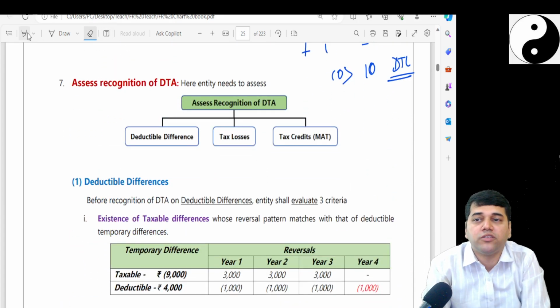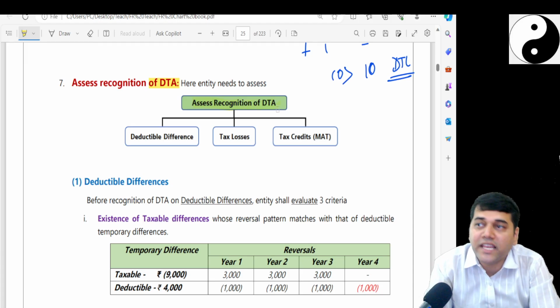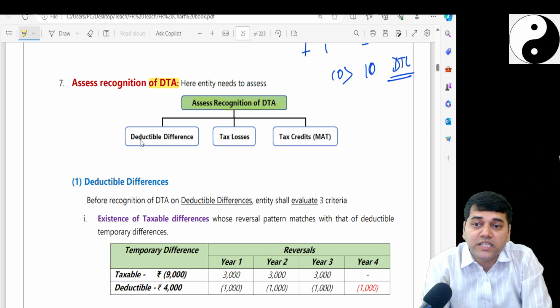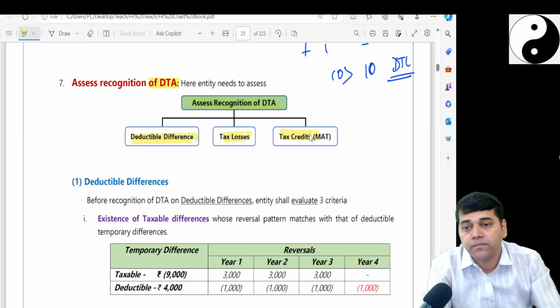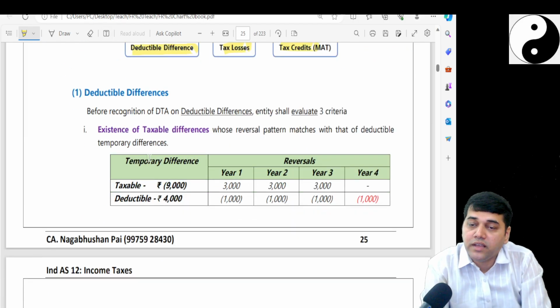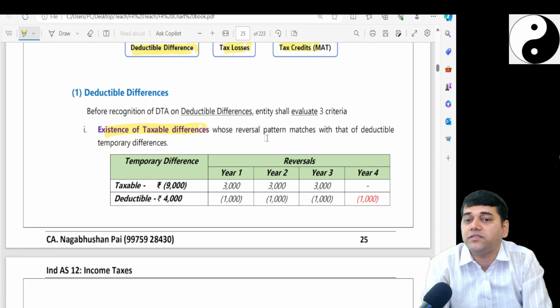Recognition of the deferred tax asset. Now, what does the standard say on the deferred tax asset? You assess the recognition. That means if the carrying amount of the asset is less than the tax base, you will say it is deductible. But the standard says before you claim, you have to check three conditions. Do you have deductible difference, tax loss, or tax credits? Then only you recognize. Deductible difference, existence of taxable difference whose reversal pattern matches with those of deductible.